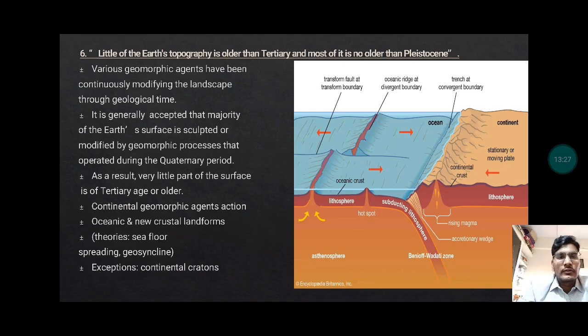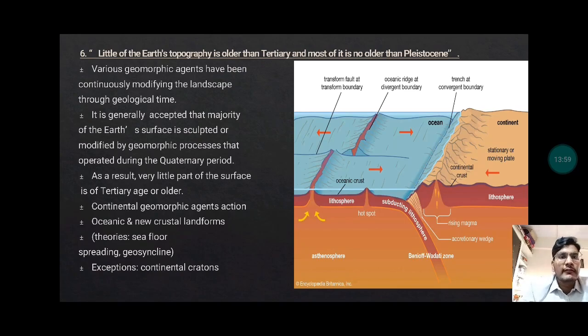So continental cratons like the Indian Shield, and the second one is the Ethiopian Shield. There can be other examples like the Canadian Shield and Siberian Shield. These are some of the cratons which are visible worldwide and are not impacted very immensely by the geomorphic agent processes. So that's why the principle that little of the Earth's topography is older than that is important. These are some of the little topographies which are older than that.